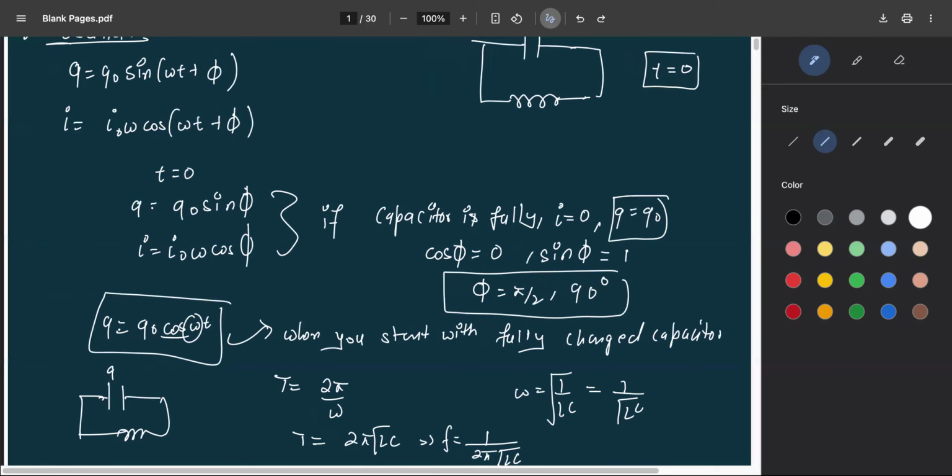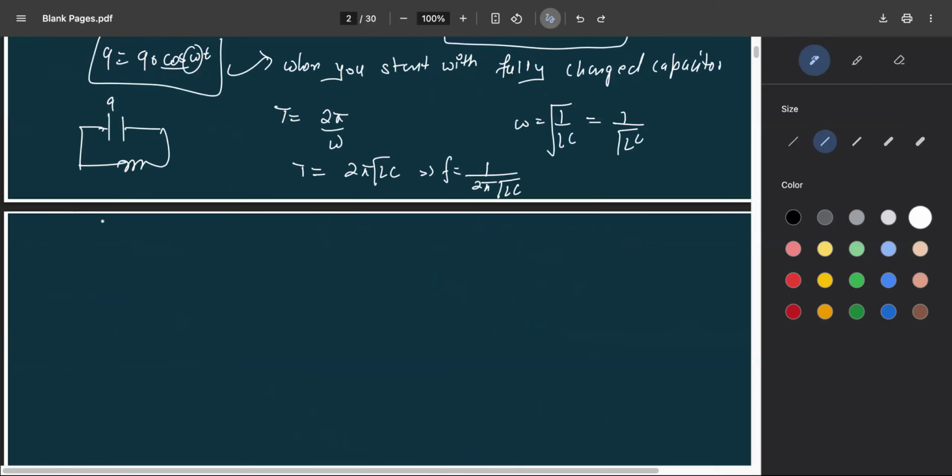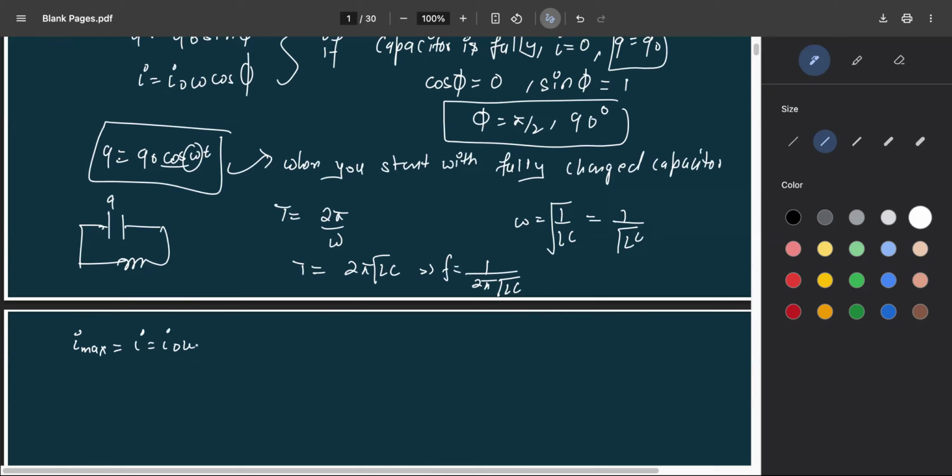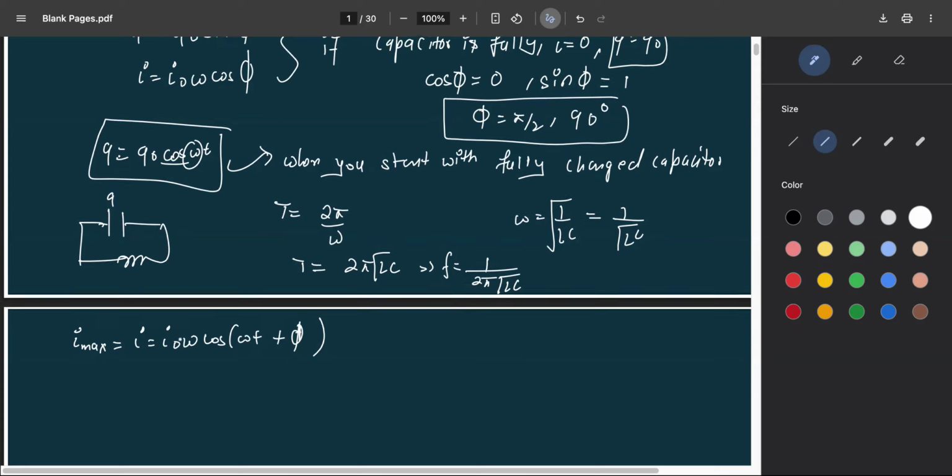Yes, sir. Okay. If I ask you what can be the maximum current in the circuit, I max. It's very simple. You know that I is equal to I naught. The equation for current is I naught omega cos(omega t plus phi). I already told you why we are taking this phi: we don't know the condition at which I started my question, so I'm directly taking this. This phi will take care of it.